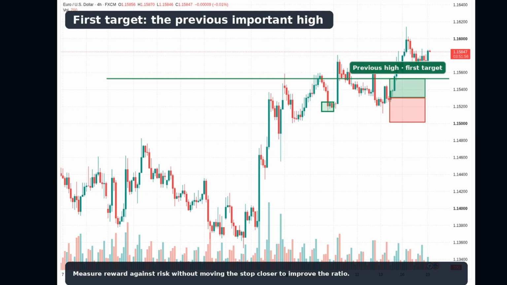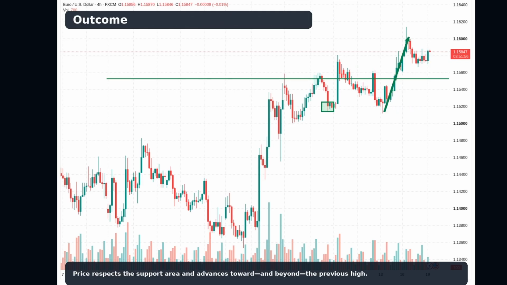But remember, a correct process will not make every trade win. The purpose of the framework is not to predict every candle. It is to remove weak, impulsive and poorly located entries.